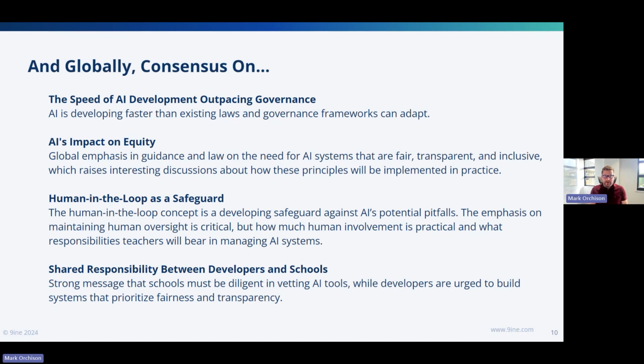And as I said, the guidance coming from Ofsted and whatnot is very clear in terms of what you should be doing. In terms of impact on equity, there is a global emphasis in guidance and in law for AI systems that are fair, transparent, and inclusive. There are discussions about how those principles will be implemented in practice, but there's a lot of discussion on that. This whole principle of human in the loop.